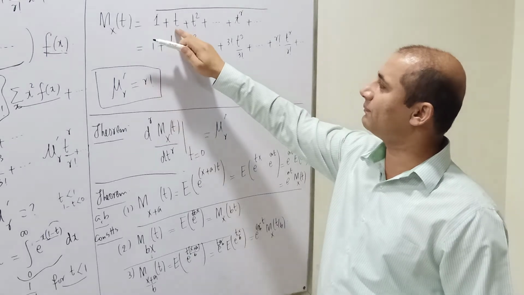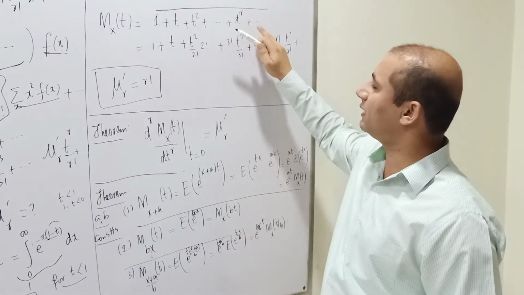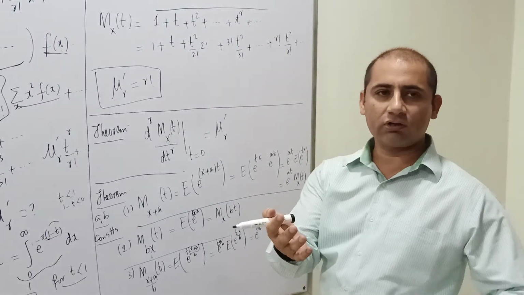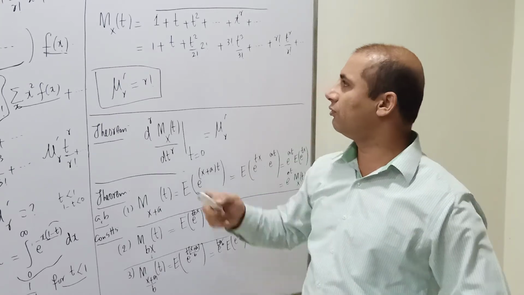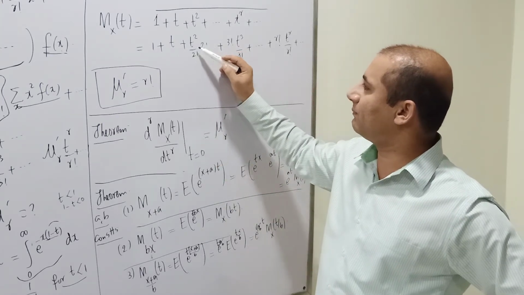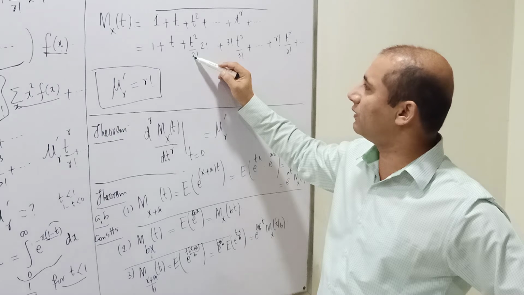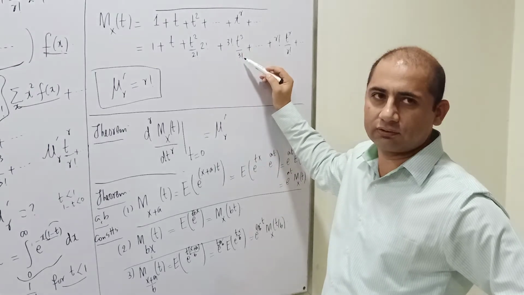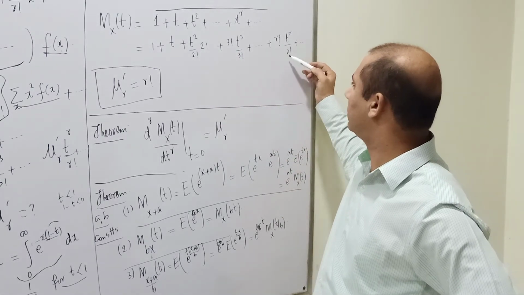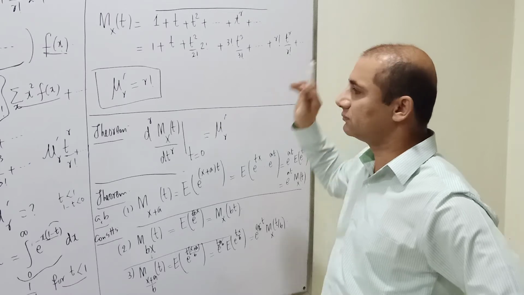So this becomes 1 plus t squared, and so on. And in order to figure out our moments, we do what? We multiply, for example, 2 factorial over here, 2 factorial over here, 3 factorial over here, 3 factorial over here, and so on, r factorial over here, r factorial over here, and this goes on.